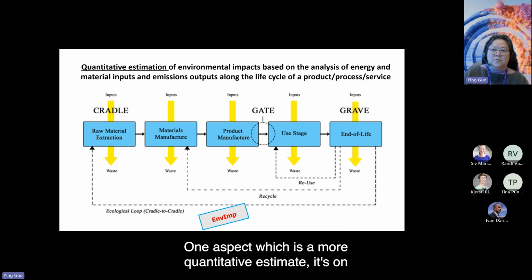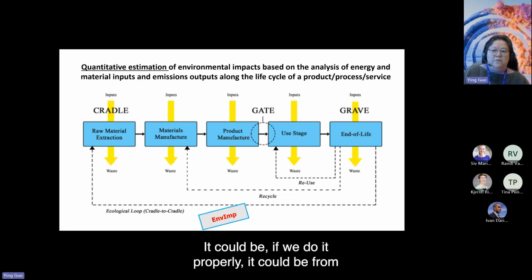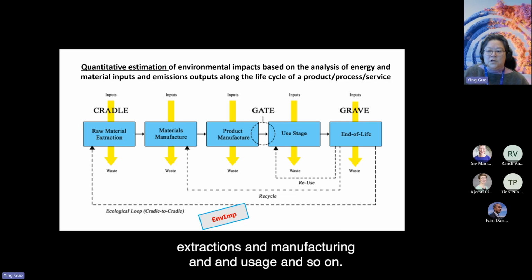One aspect which is a more quantitative estimate is the environmental impact. Here is illustrated environmental impact. It could be, if we do it properly, from cradle to grave, the whole process from the raw materials, extractions and manufacturing and usage and so on.